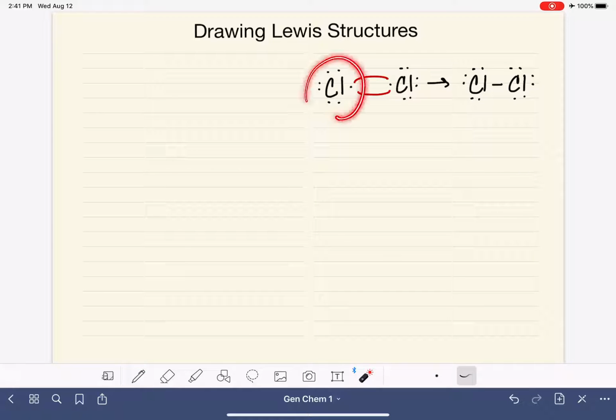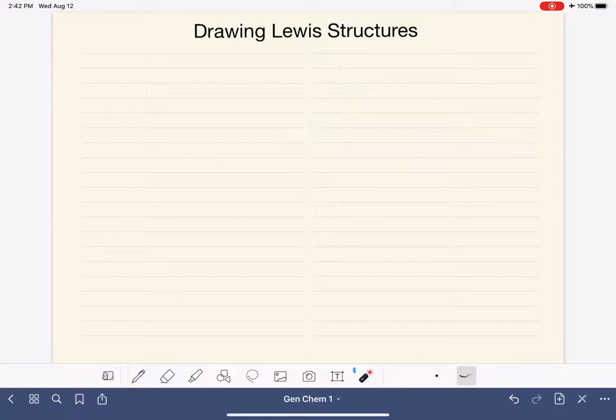We drew the Lewis dot symbols of all the atoms in the molecule and shared electrons and came up with a Lewis structure. This method of drawing a Lewis structure works very well for simple molecules. But for molecules that are more complicated, this method becomes pretty tedious. And in those situations, we need a faster method for coming up with a Lewis structure. That's what I'm going to go over in this video.